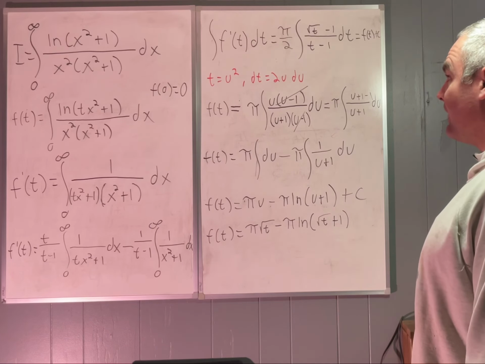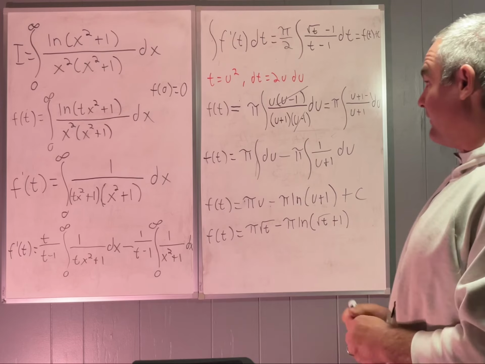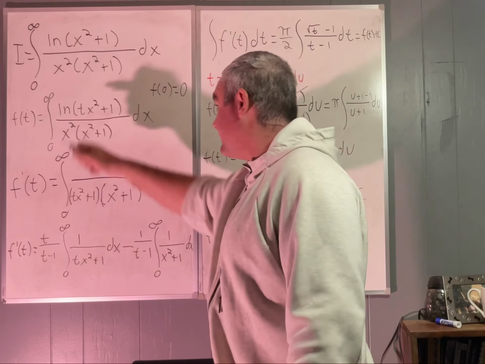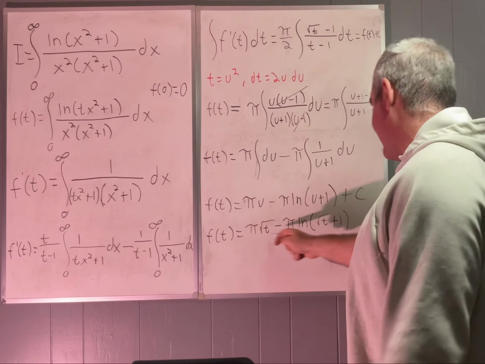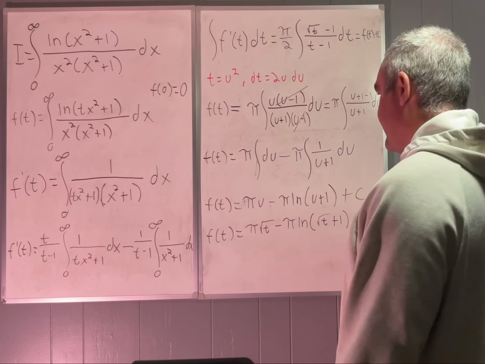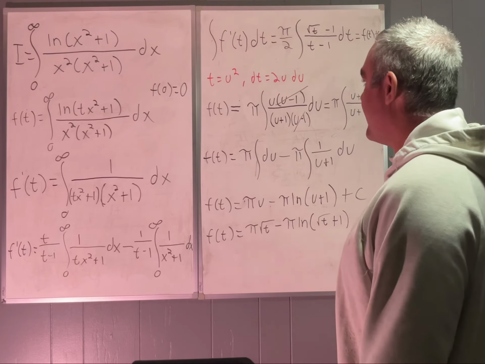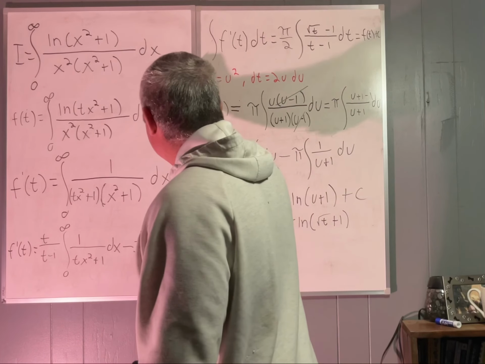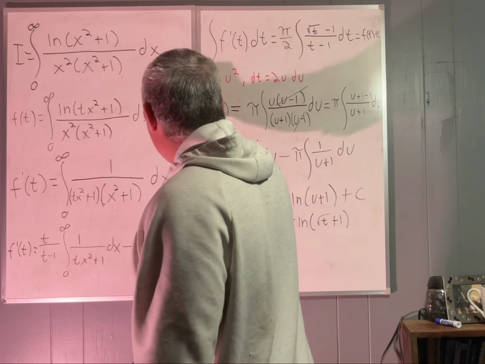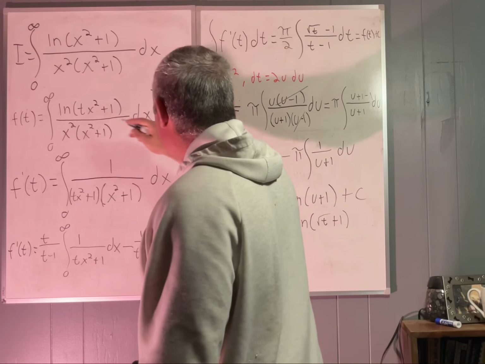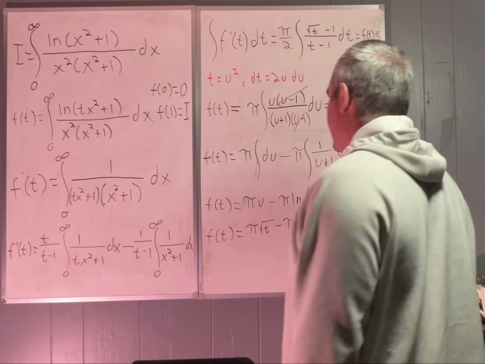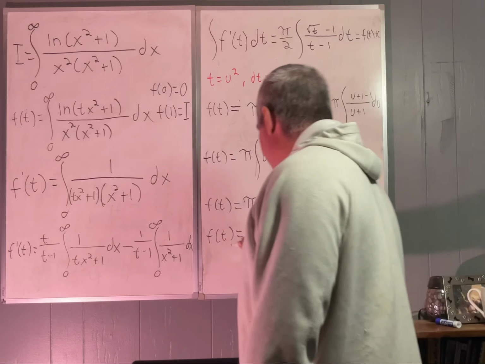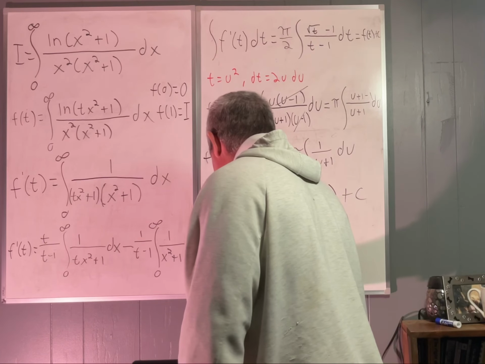Well, now how do we find I? Obviously, all we do is we plug in 1 for t. And plugging in 1 for t here is exactly the same as plugging in 1 for t here because they're equivalent. We just showed that. So, f of 1 is equal to I. Okay, so we plug in f of 1 and we get I.